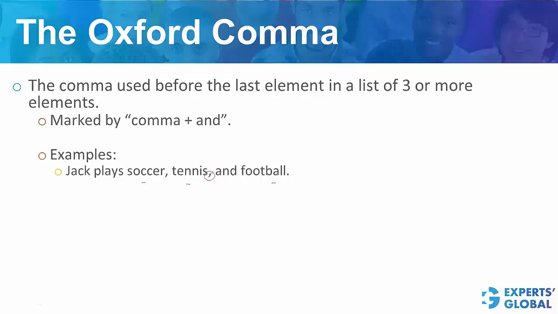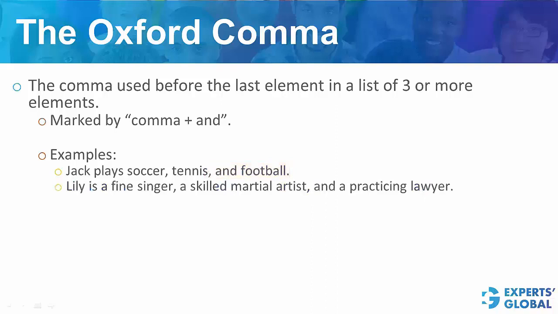And if it were just 2 elements, Jack plays soccer and tennis, of course there would be no comma involved. But if it is a list of 3 or more, the last element would have a comma and before it. One more example. Lily is a fine singer. First element, a skilled martial artist. Second element, and a practicing lawyer. Third element. Therefore, before the last element, the third element, you have this comma and construction reflecting the Oxford comma.